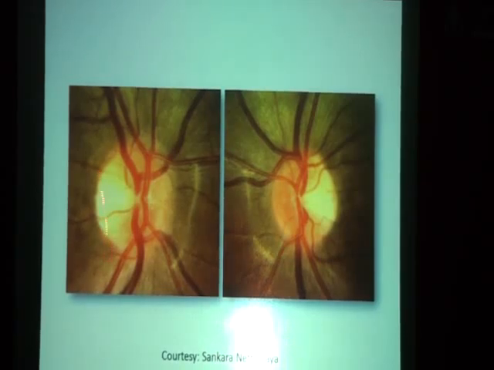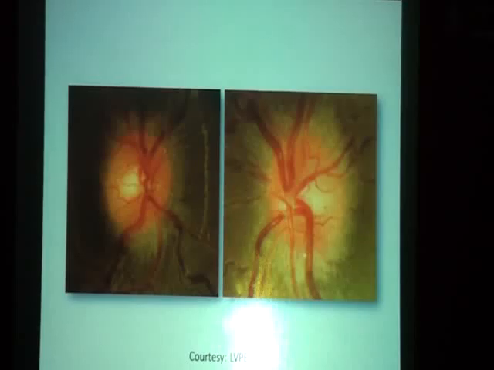This disc was a normal disc. This is a small disc which is inserted at an oblique angle. That's why the nerve fiber layer has to climb to the disc. But it is transparent nerve fiber layer. We can beautifully trace all the vessels. The veins are of normal caliber. There are no exudates, there are no hemorrhages. So this is pseudo-papilledema. And this is a true papilledema. This is a true disc edema.